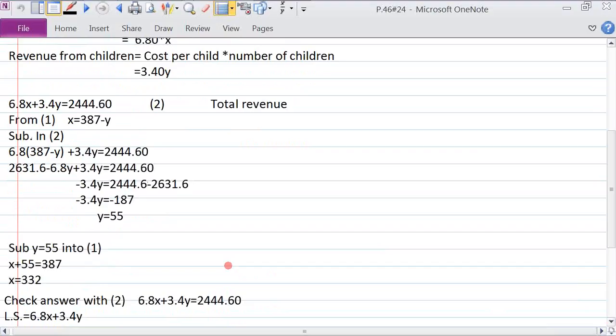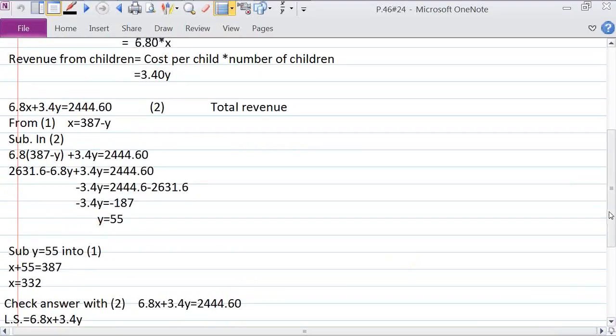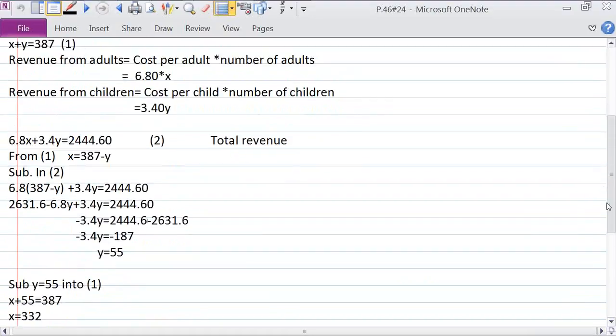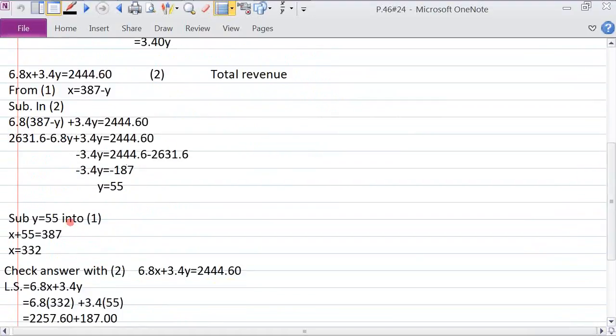So if I look at Y, I go back. Y is the number of children. So I have the number of children. Now I'm going to substitute Y equals 55 into equation 1. So equation 1 was X plus Y equals 387.